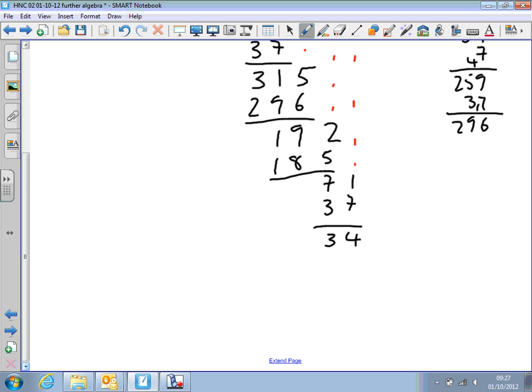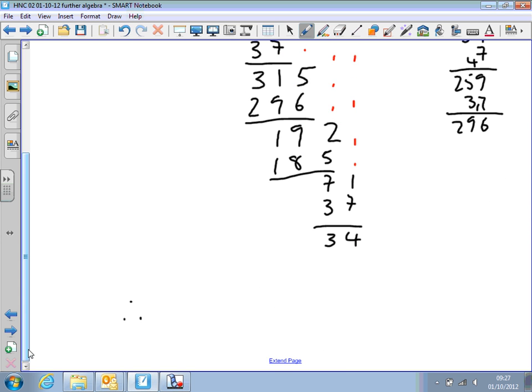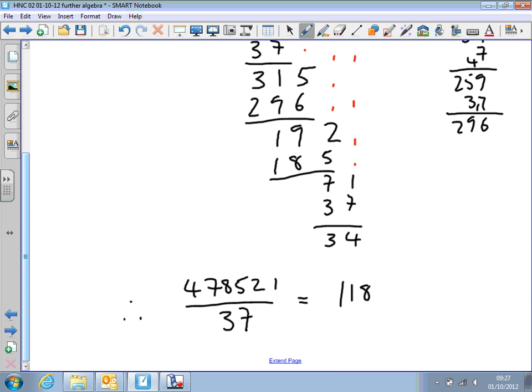So, the answer is, therefore, 478521 divided by 37 is 1185, remainder 34. So it's a fraction, 34 over 37. So in other words, in the remainder, the bottom or the denominator of this fraction is the divisor, what we're dividing in, okay?